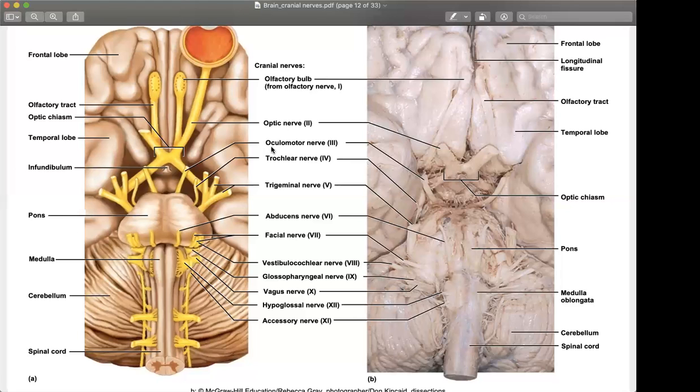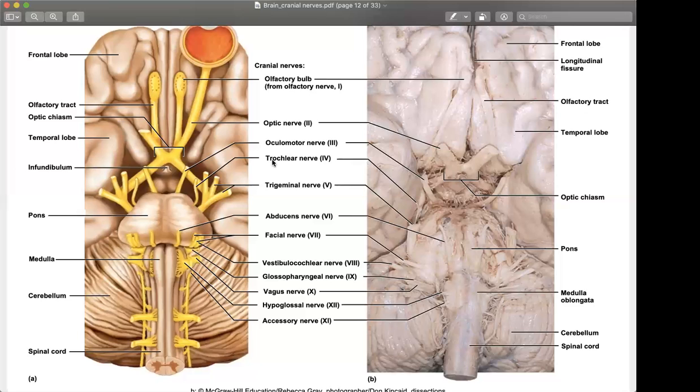Oculomotor nerve: oculo, eye, motor, controls the movement of the eye. So this controls some of the movement of the eye. There are actually three nerves that control eye movement: oculomotor, trochlear, and abducens. And if you think about the name oculomotor, it tells you it's motor control of the eye.